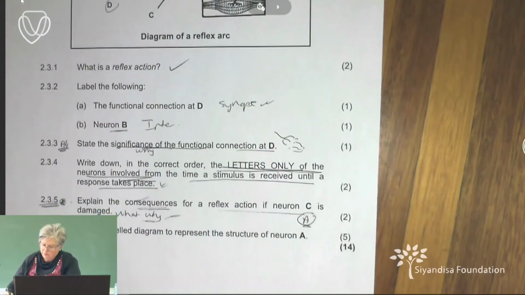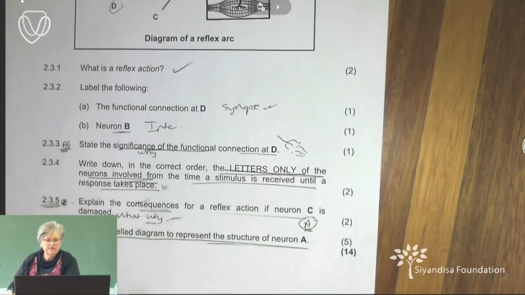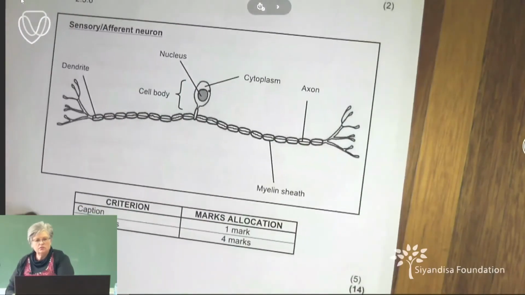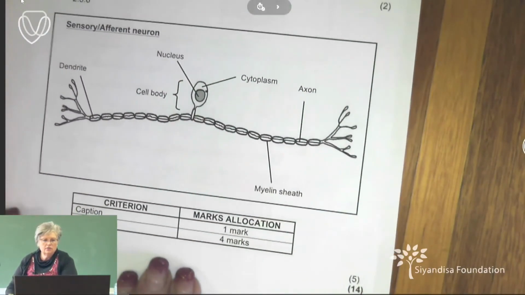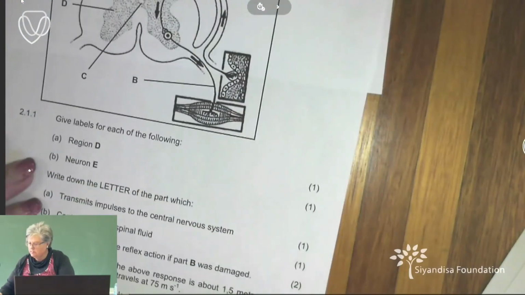And in this one, we often find, draw a labelled diagram to represent the structure of neuron A. Okay? So you should have drawn a nice neuron in there. Let's look at another question.